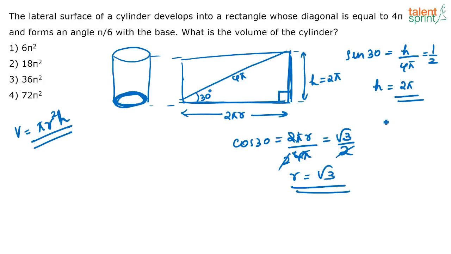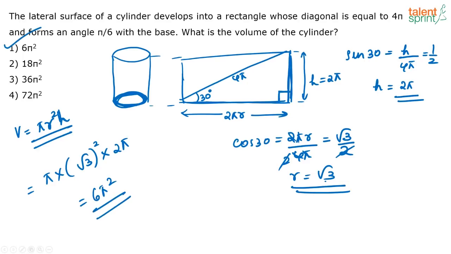So now I have got the height, I have got the radius. So what is the volume? Volume is equal to pi into r squared, that is root 3 the whole squared, into h which is 2 pi, that is equal to root 3 into root 3 is 3, 3 twos are 6 pi squared. It is going to be the volume of the cylinder.